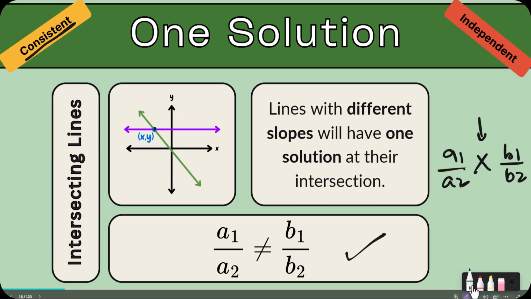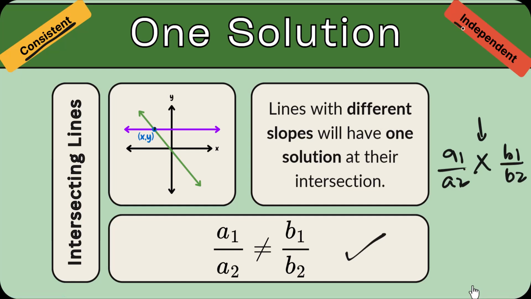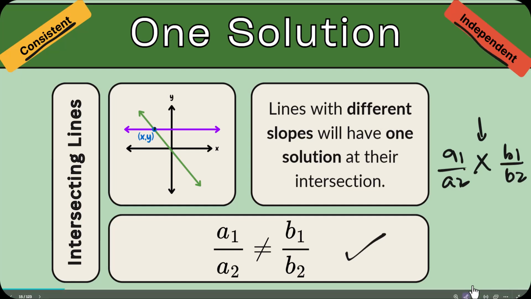What is independent? Think of it like this. Independent means both the lines are independent of each other. They're not depending on each other. They have their independent path. That is the easy way to remember, okay? If you think about it, the purple line and the green line have their independent path, right? So this is all about one solution. So we have one solution, the lines will intersect, the system is consistent, independent, and a1 by a2 is not equal to b1 by b2. This is what happens in the case of intersecting lines, one solution, okay?